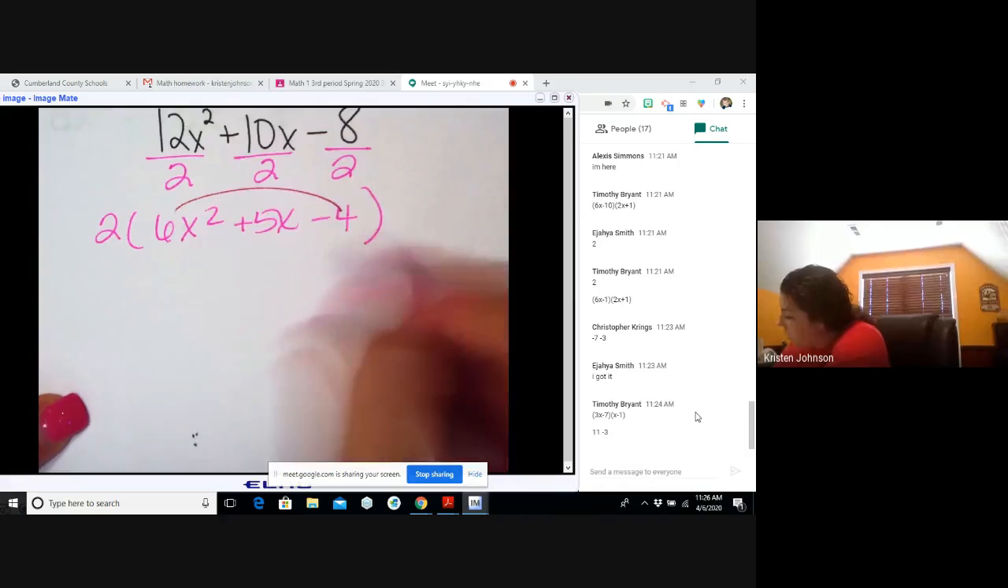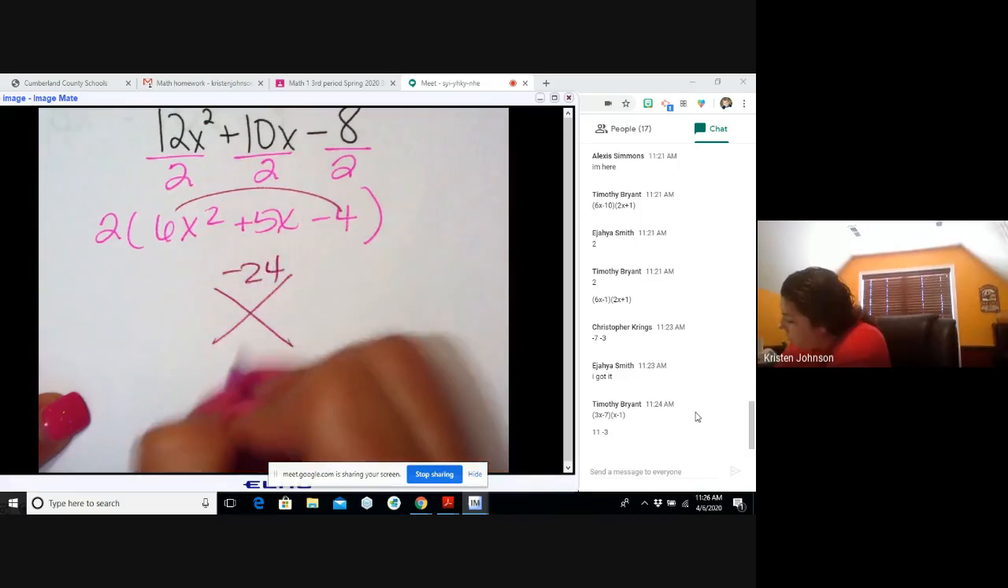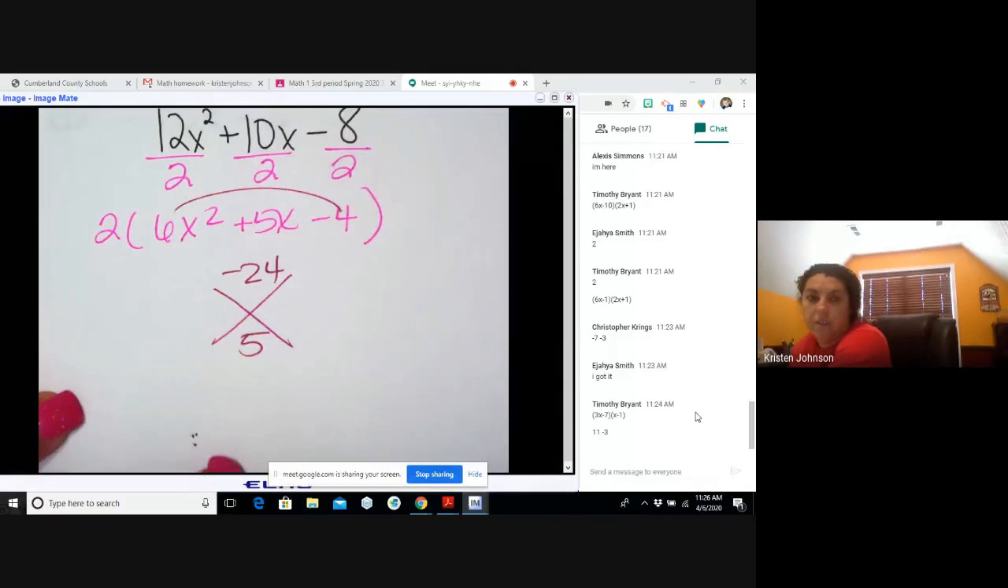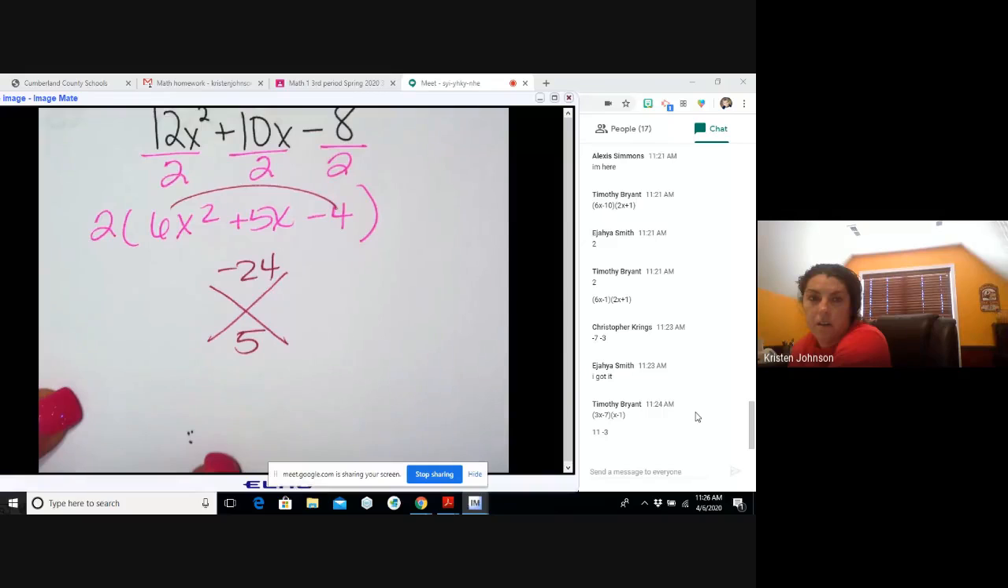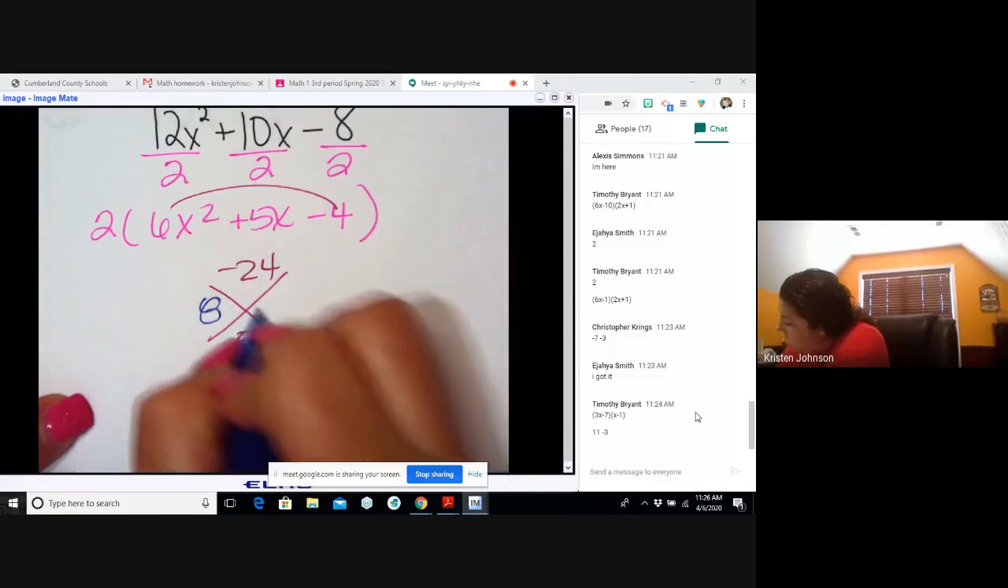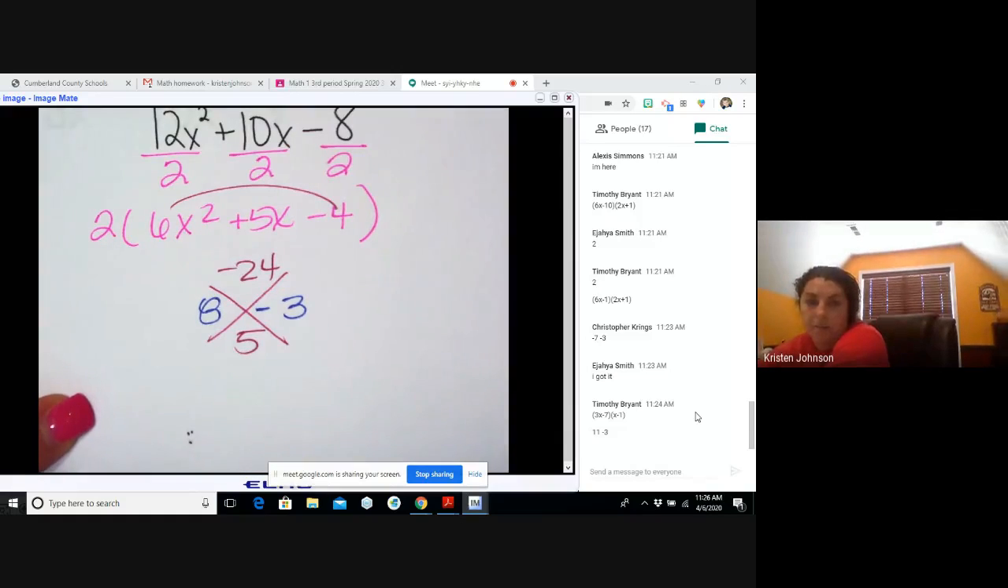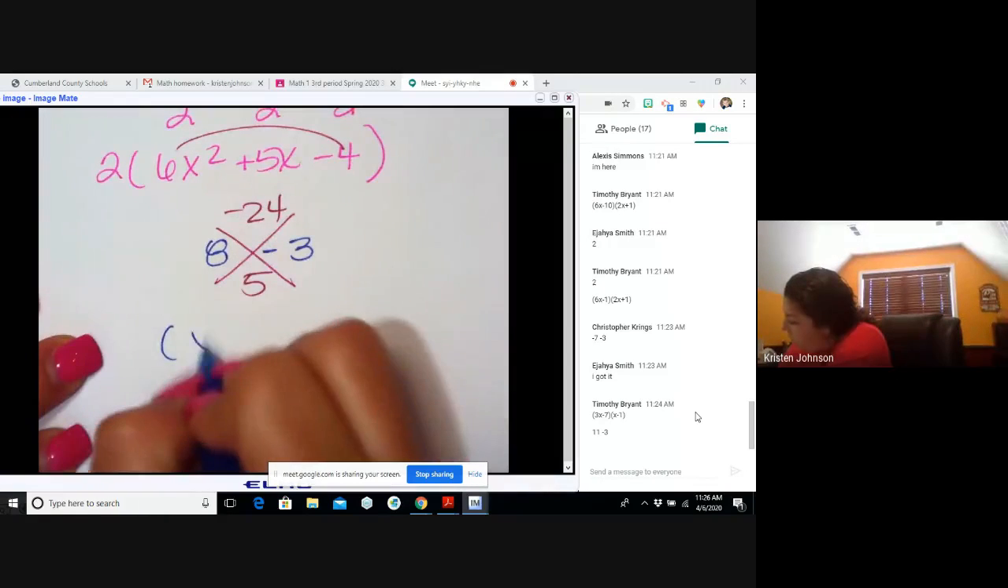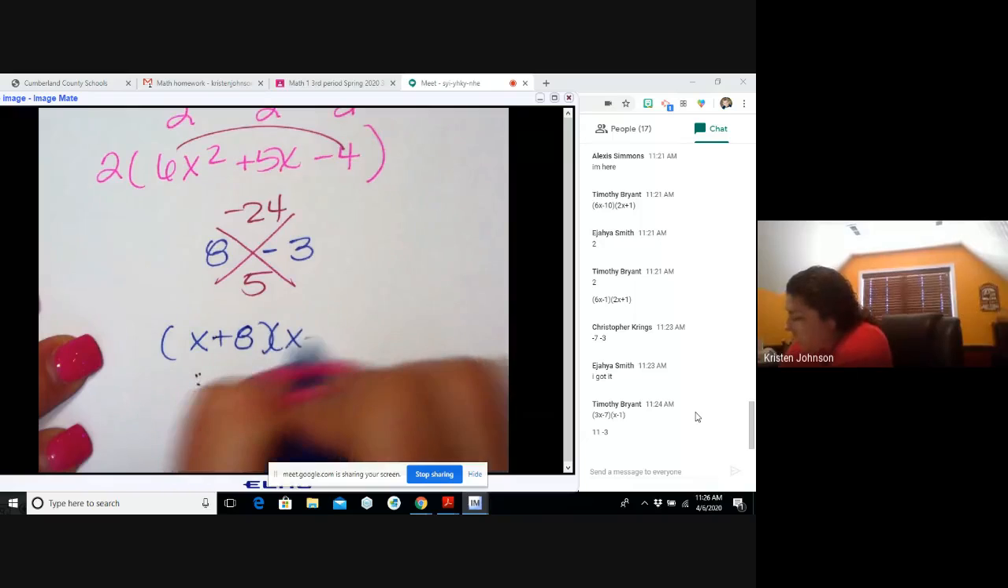Now we're going to do 6 times negative 4, which gives me negative 24, and 5. So then that's going to be 8 and negative 3. 8 times negative 3 gives me negative 24. 8 plus negative 3 gives me 5. Okay, so I've got x plus 8 and x minus 3.